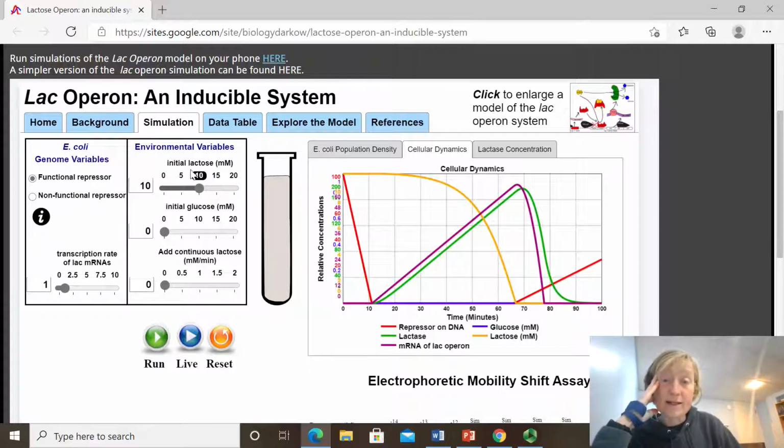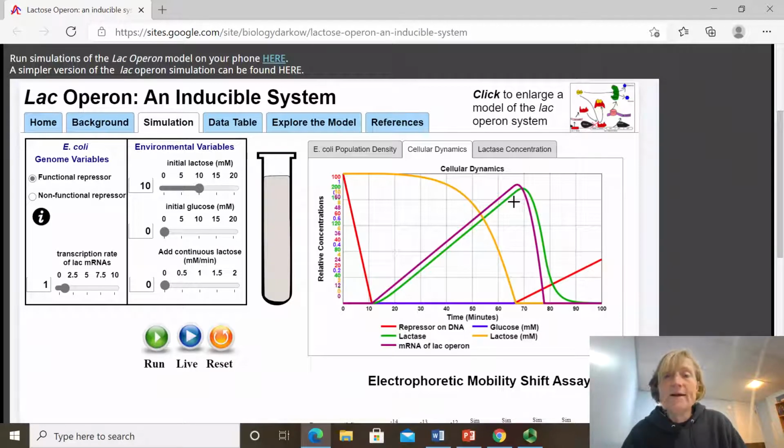With lactose present, and that's the yellow line, we should start to break it down over time, which happens, okay? Lactose gets broken down over time because the operon is turned on. Notice that when we add lactose, suddenly the repressor, that's this red line, the repressor on the DNA disappears. The repressor can't bind to the DNA anymore, which means the mRNA is being made. The operon is turned on. We're transcribing it, and we make the enzyme lactase.